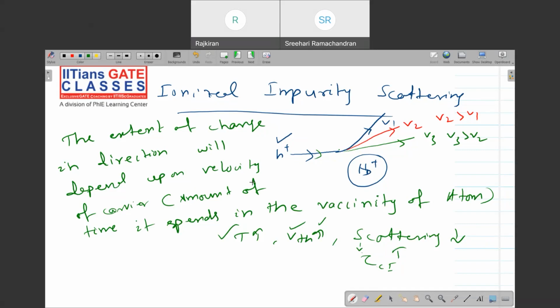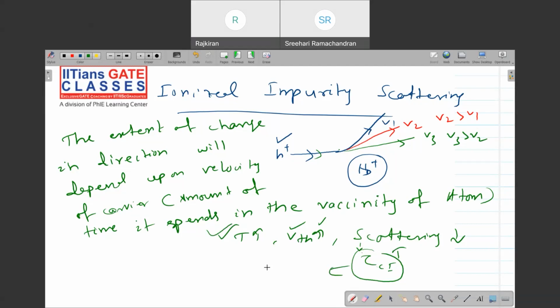So what I'm telling is, for scattering due to ionized impurity, if you go to higher temperature, the velocity will be more, so scattering will be less. Scattering is nothing but change in direction, so less scattering means the collision time is more. In layman's terms, at higher temperature the particles have more velocity, so they scatter less, meaning they collide less, so the collision time for the impurity ionization is more. As I increase temperature, tau CI will be more.